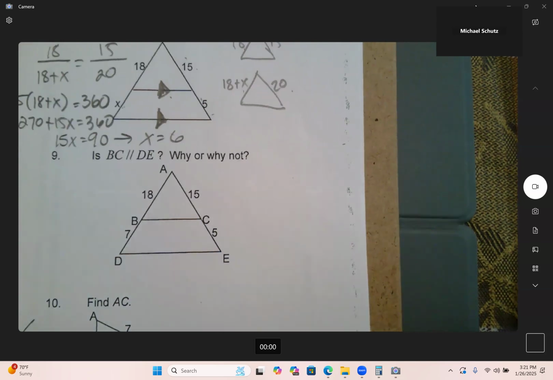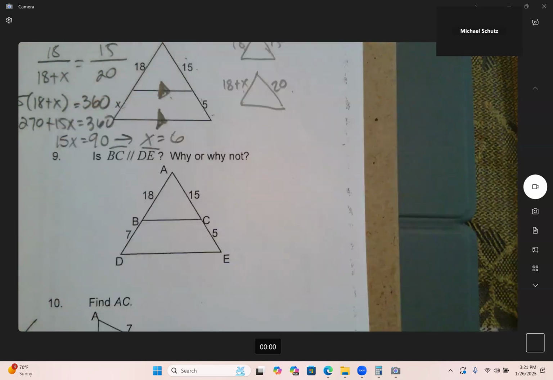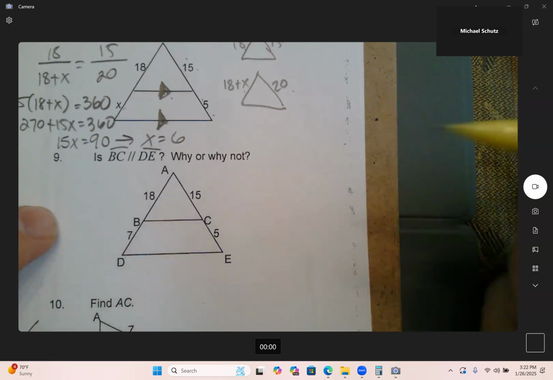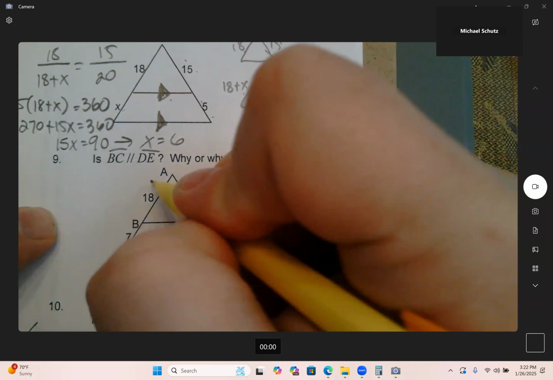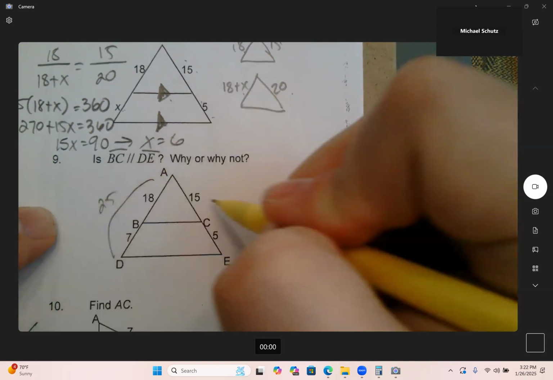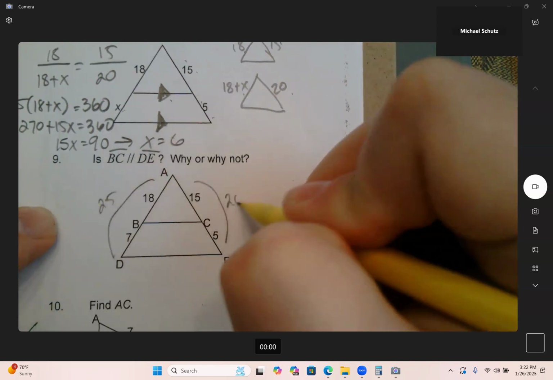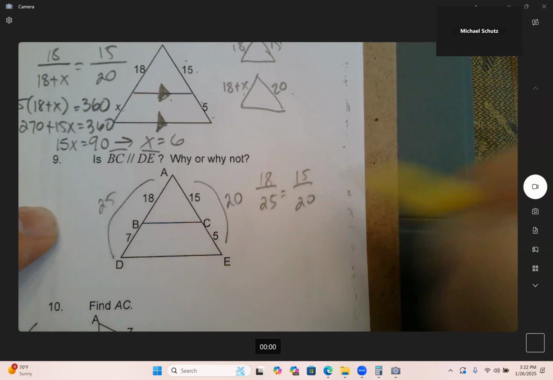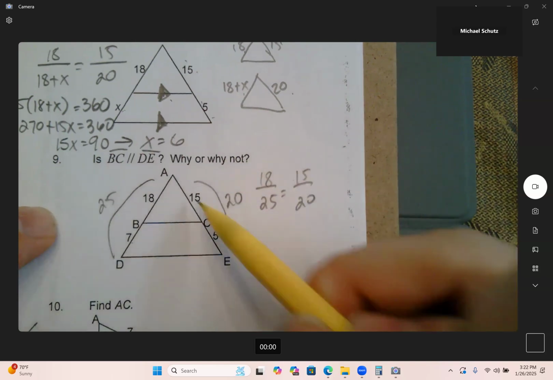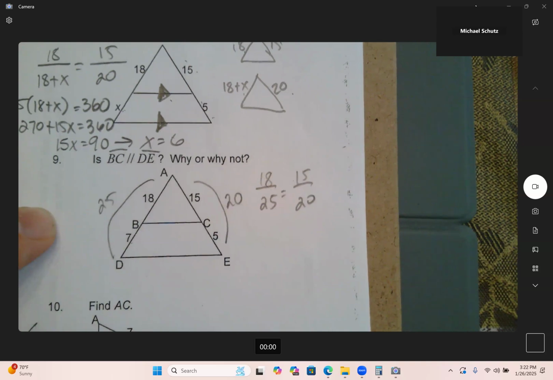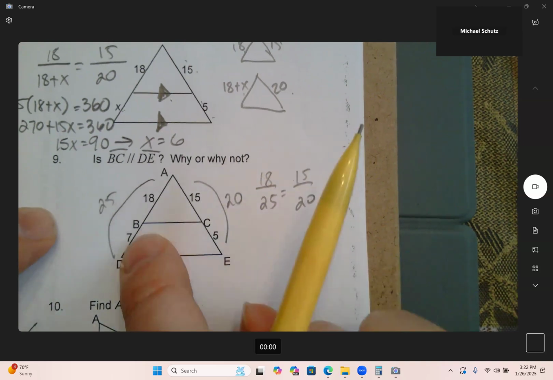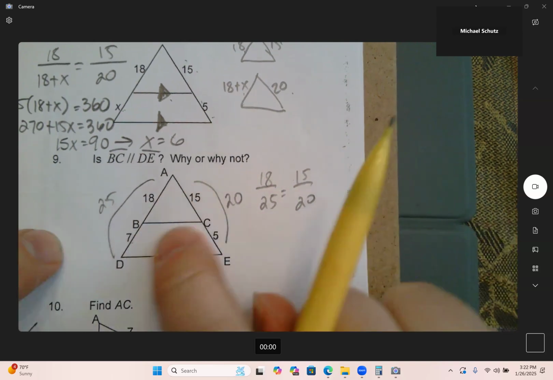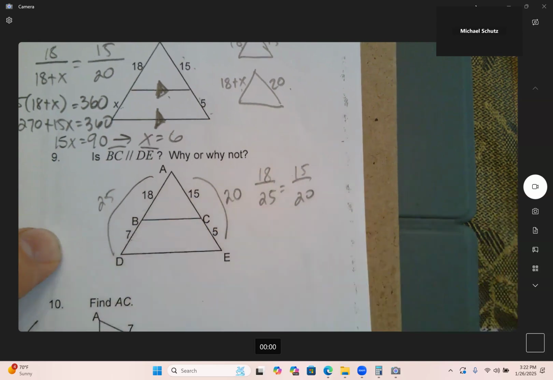All right, on number 9, it really should say is segment BC parallel to segment DE. So the way we would do that is you could do like we did in the last one. So this whole thing is 25 and this whole thing is 20. So is 18 over 25 equal to 15 over 20? You could also do is 18 over 7 equal to 15 over 5. Either one would work on this one. Again, I caution you very carefully. It is true you can do this only when you're doing left sides and right sides. If you start having the base, you really do have to do the whole thing.